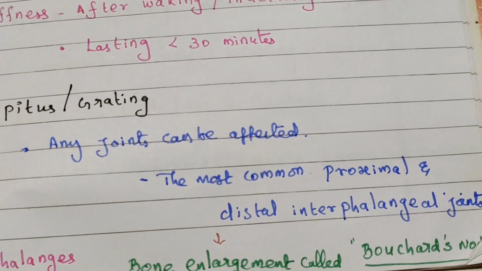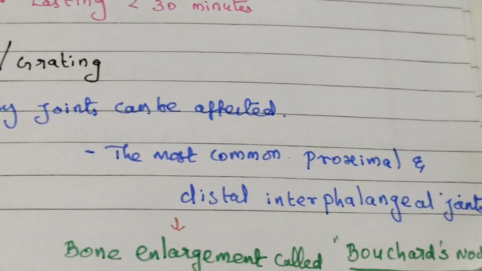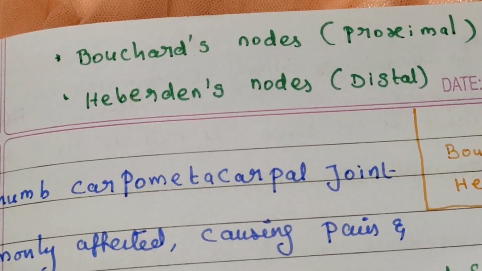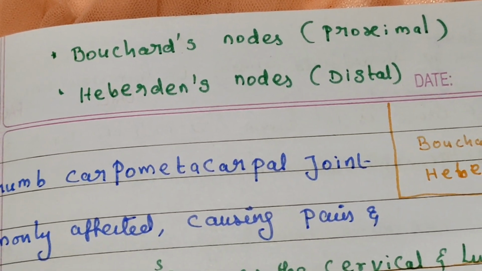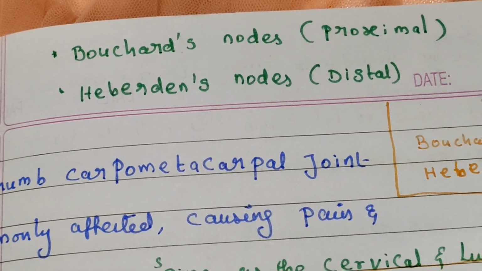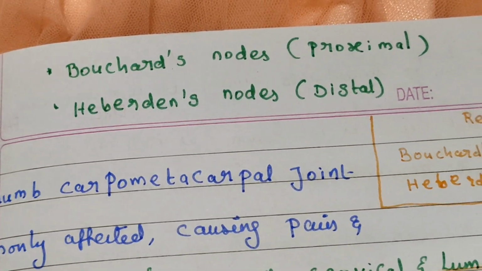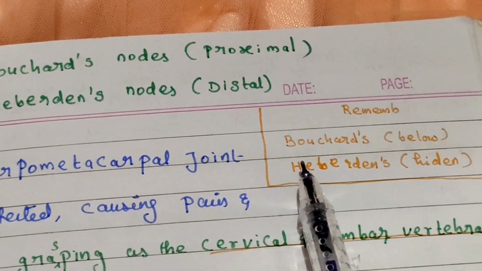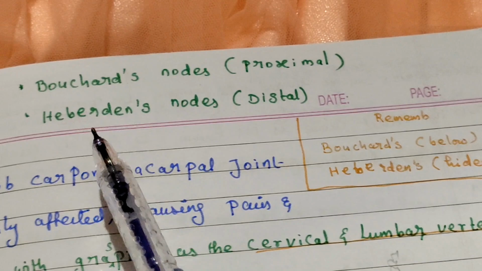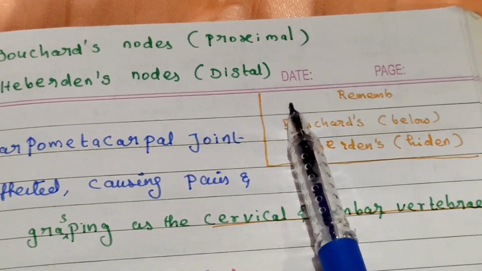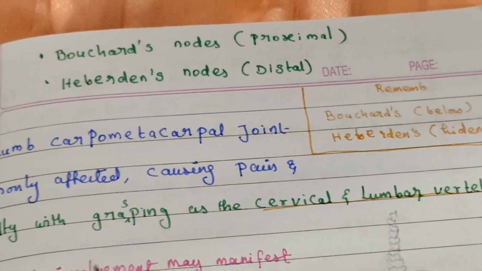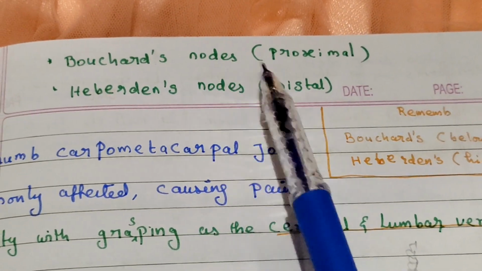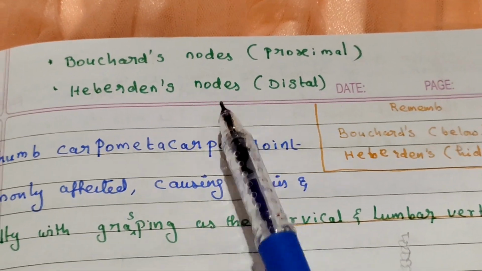In the proximal part, the bony enlargement is called Bouchard's nodes. In the distal part, it is called Heberden's nodes. Here is a mnemonic: Bouchard's nodes are proximal, and Heberden's nodes are distal, from Heberden, H for H. So when the proximal joint is affected, the enlargement is Bouchard's nodes; when distal, Heberden's nodes.